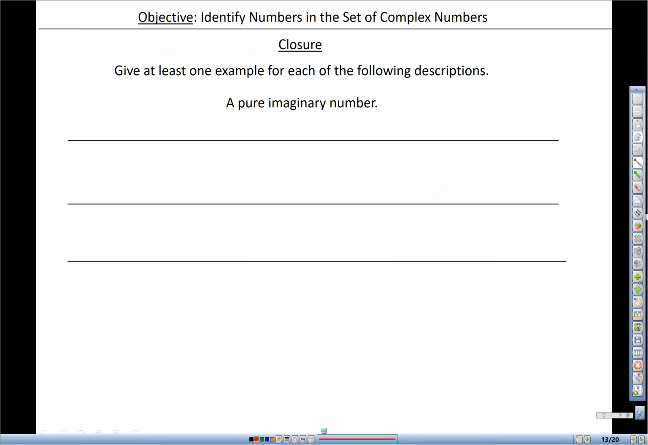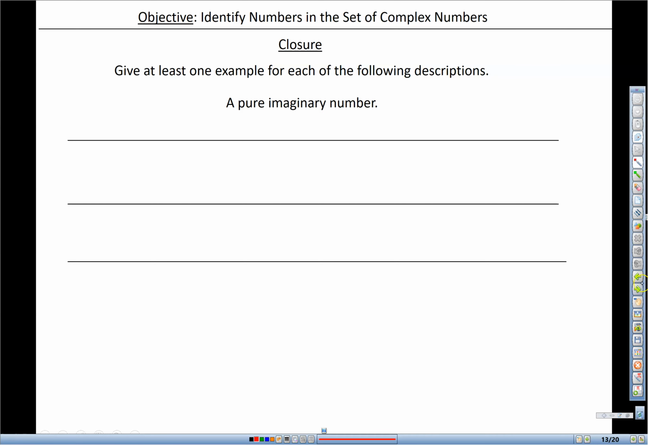All right, so let's close up this lesson here. Let's see how well you can do with identifying or finding examples of certain types of complex numbers. So the first thing I would like you to do is see if you can come up with a pure imaginary number.